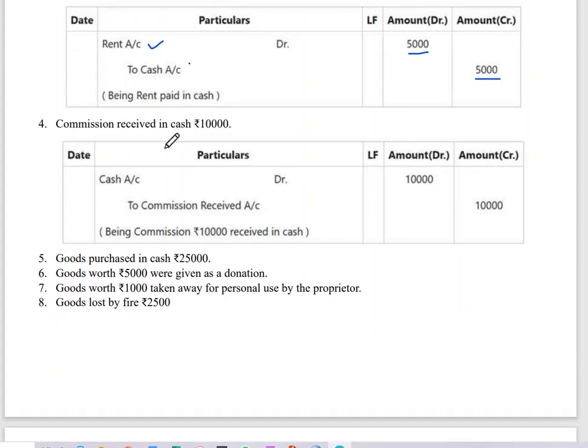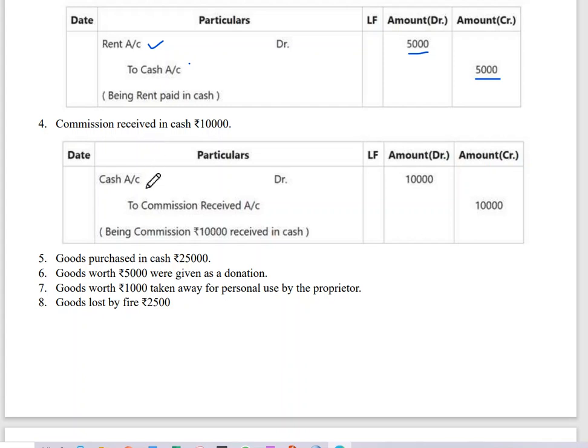Next, commission received in cash. Now the amount is received here. The accounting categories are assets, liabilities, equity or capital, and income or revenue, right? So here commission received is a form of income to the business.